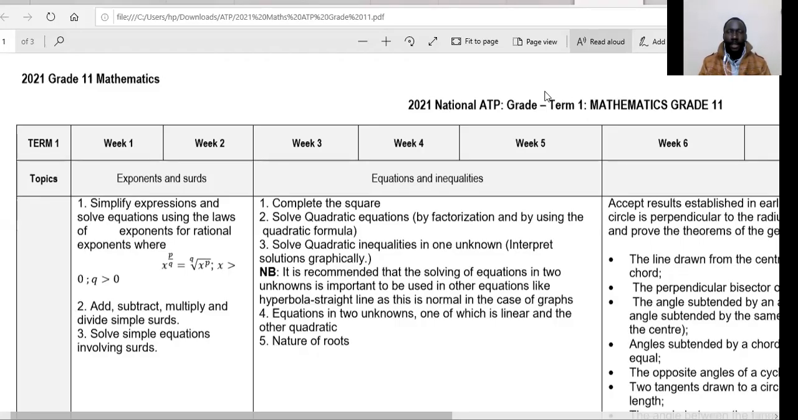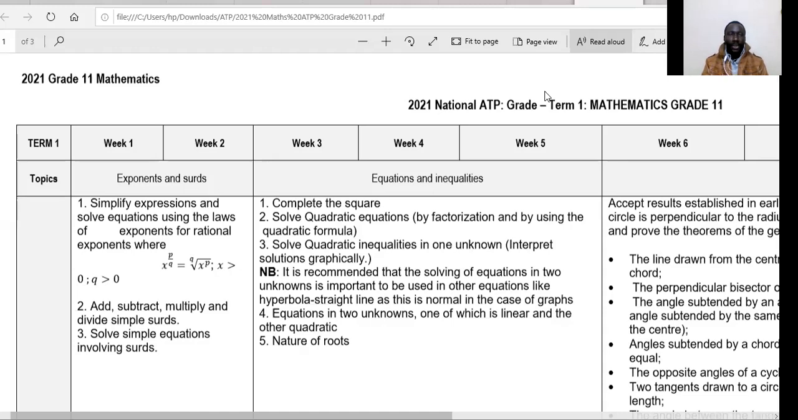Hello guys, in this first lesson, we introduce the topics we are going to study in this term. Now, these topics are designed and based on the CAPS documents, the topics that we have to follow from first term to second term to third term up to the fourth term.